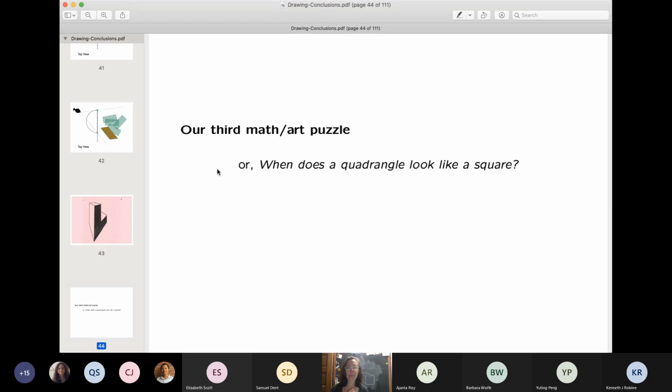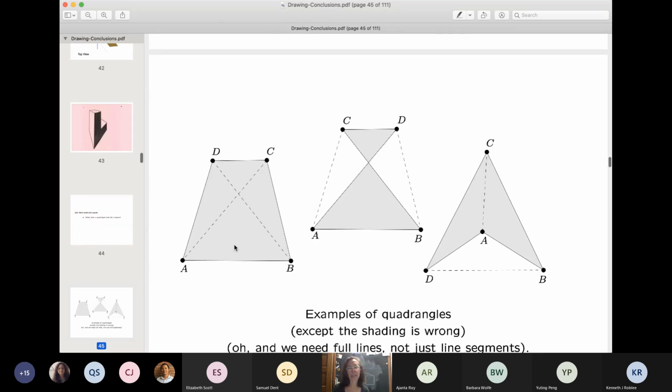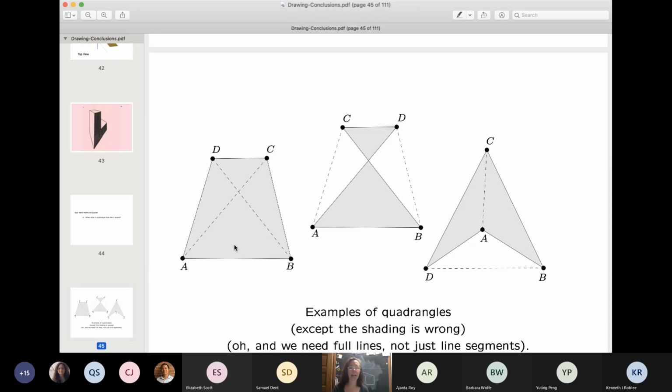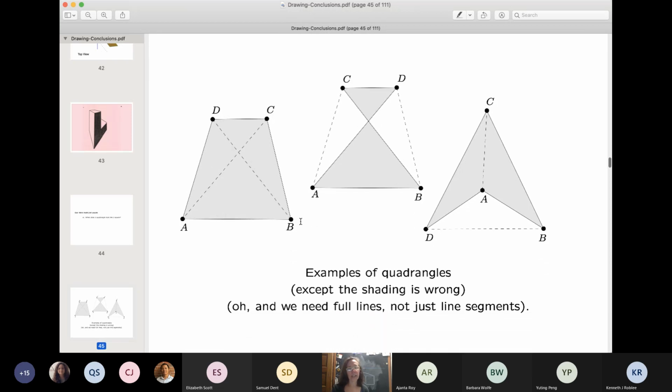Here's my third puzzle. When does a quadrangle look like a square? So what's a quadrangle? A quadrangle is something with 4 sides. I have 4 quadrangles here. They're all A, B, C, D. I've shaded them. My co-authors really hate that I shade them. They say it's not line segments, it's lines. You shouldn't shade them. I think if you don't shade them, it's really hard to see them.